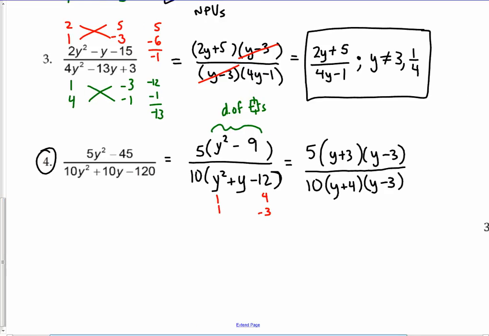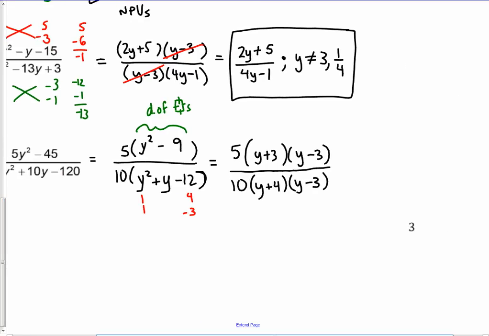And now the fun part. The part you've earned. So you do all that factoring to earn the right to cancel. What cancels? Okay, the y minus 3's. Anything else? 5 and 10 we can reduce to 1 and 2.